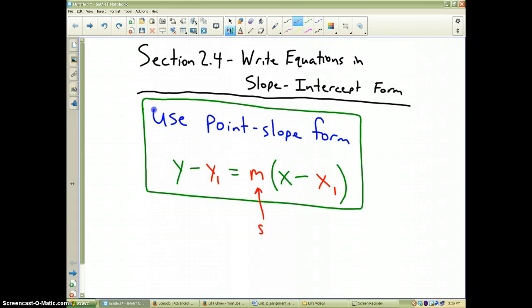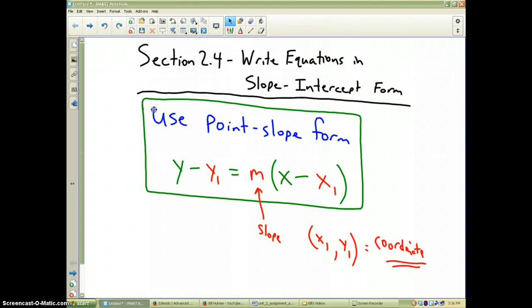The m value is the slope, and x1 comma y1 is equal to the coordinate that they tell us in the problem, or one of the coordinates that they tell us. And we're going to use that in order to write equations in slope-intercept form. So if you need to, pause the video and make a really good note of that formula, highlight it, and keep it in your notes.